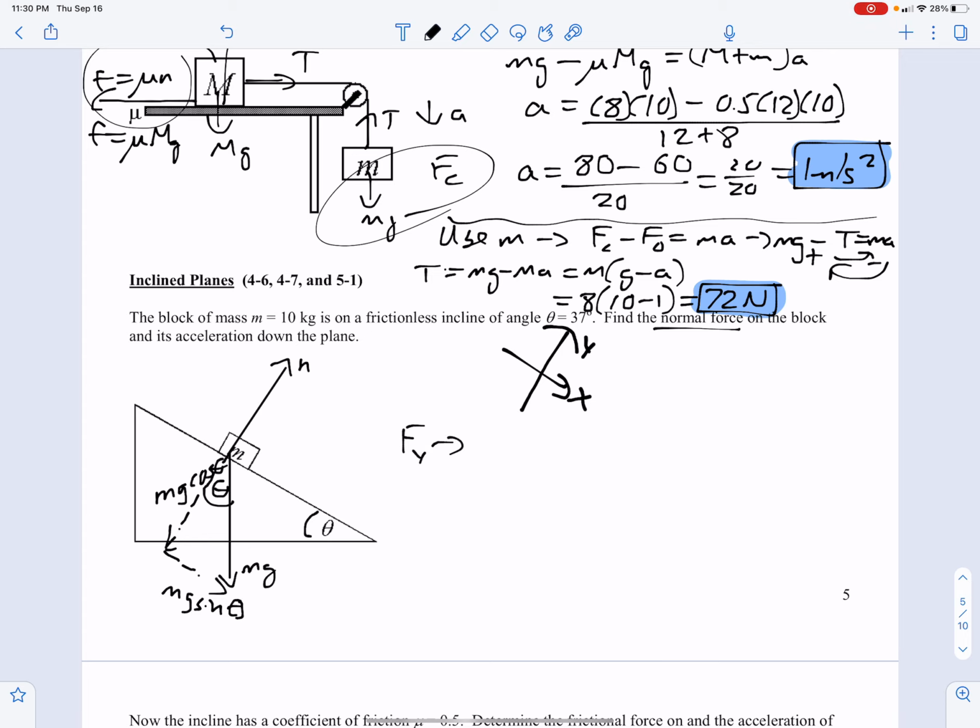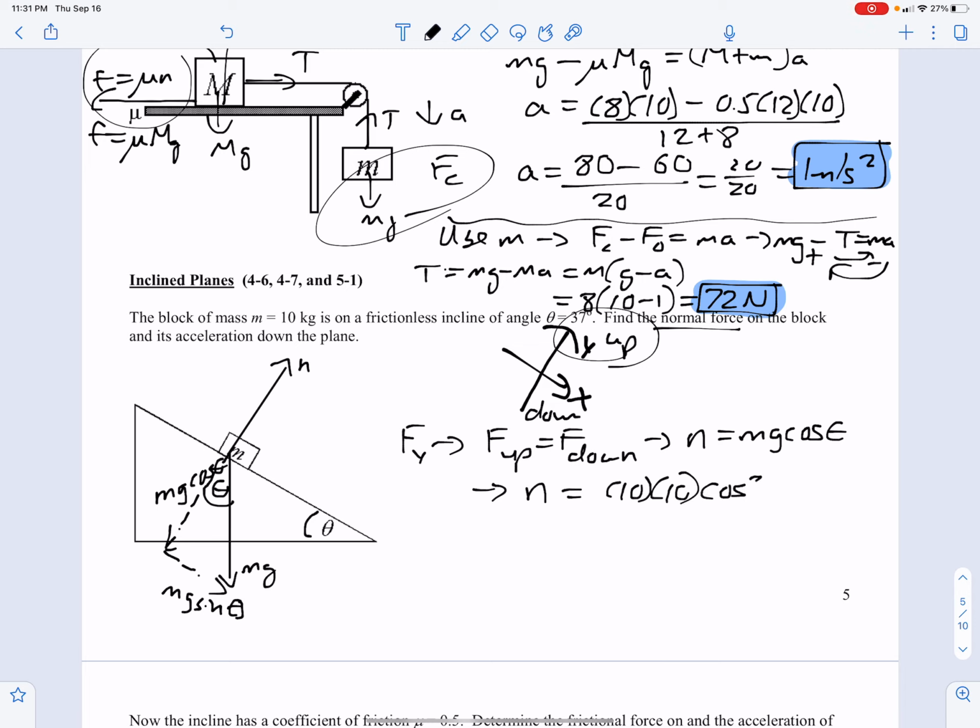So normal force is a vertical force. We're going to balance our forces. Up equals down. Do keep in mind that up means in the positive y direction. Down means in the negative y direction. So normal force does not equal weight. It equals weight cosine of the angle. So normal force would equal 10 kilograms times 10 times the cosine of 37 degrees. And that would be 100 cosine 37, or about 80 newtons. I'm just rounding it up a little bit.